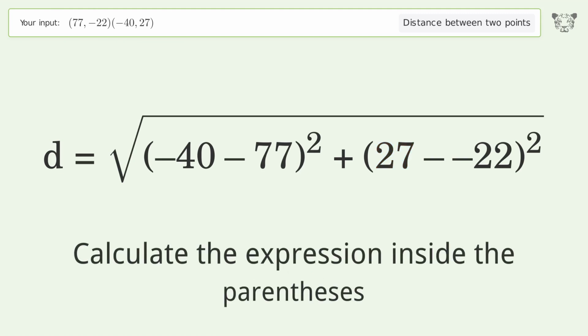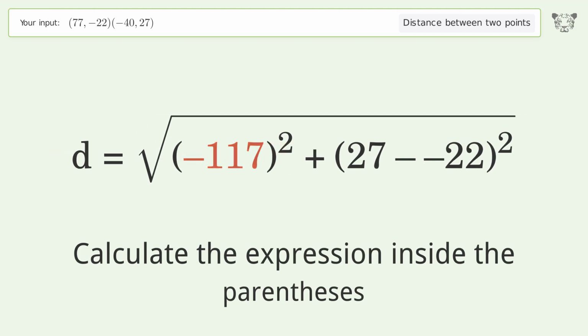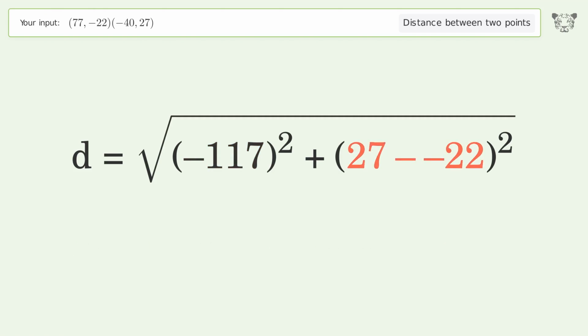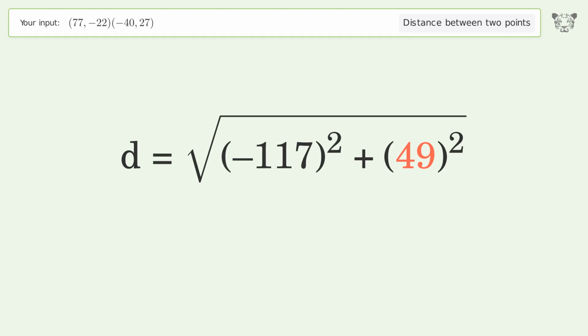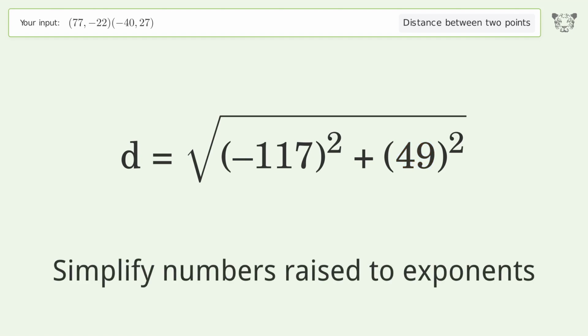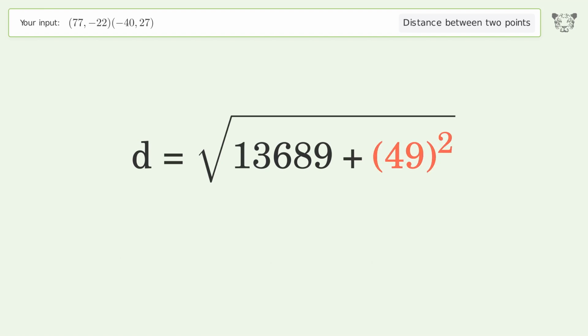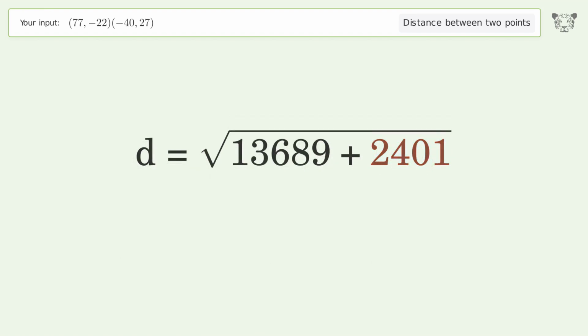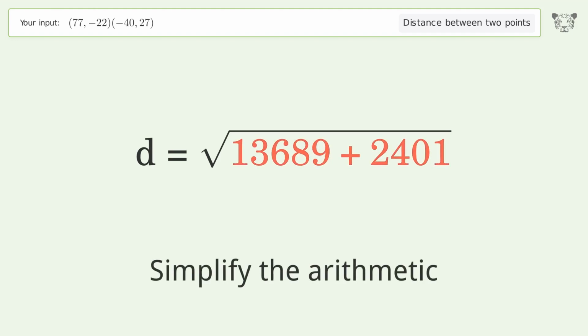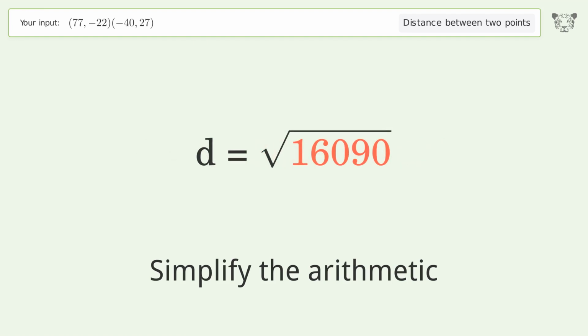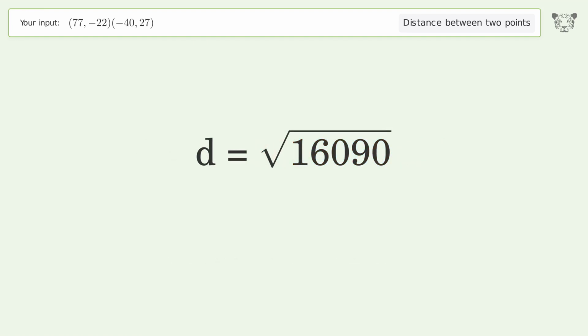Calculate the expression inside the parentheses. Simplify numbers raised to exponents. Simplify the arithmetic. And so the distance between the 2 points is the square root of 16,090, or 126.846.